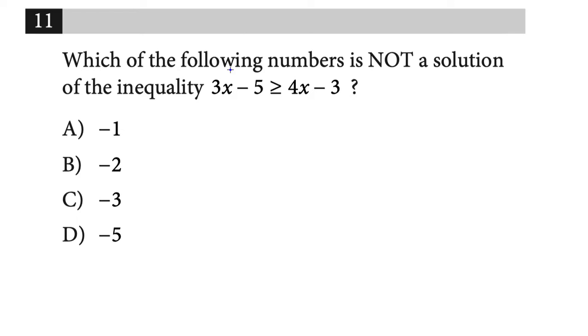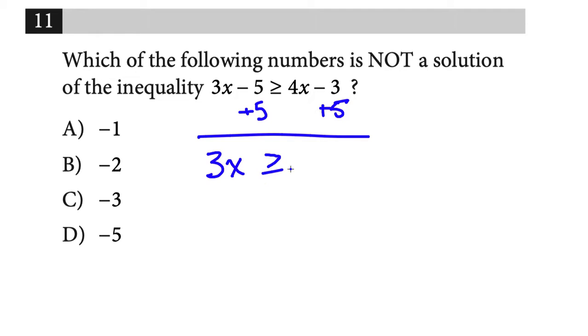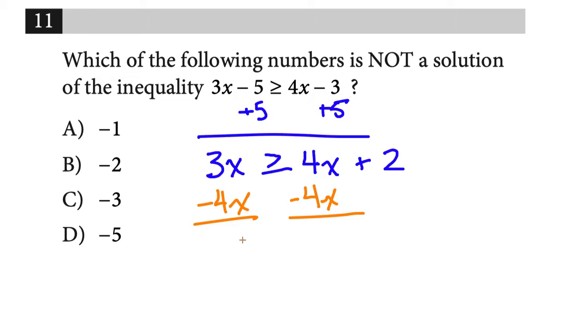Plus 5? You're not dealing with the x's first, but sure, we'll add 5. Equal to negative 2. Add 5, and I get 3x greater than or equal to 4x plus 2. There it is. Next step. What do I do? Minus 4x, minus 4x, and I am now left with what on the left-hand side? Negative 1x.